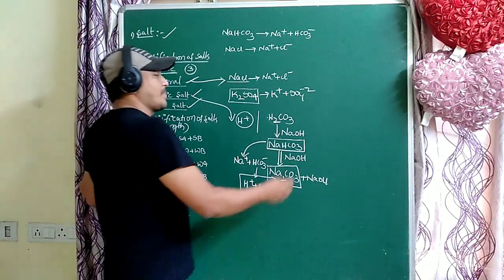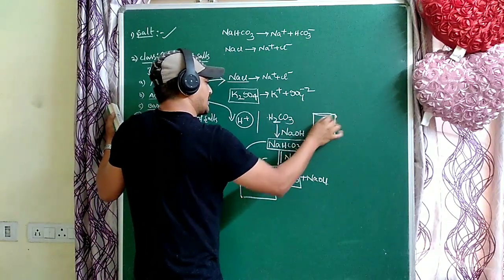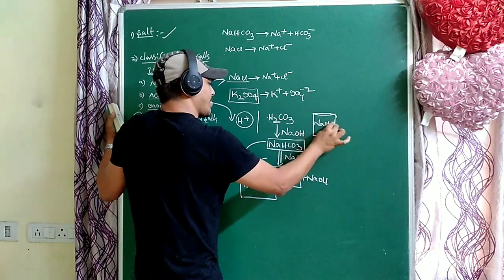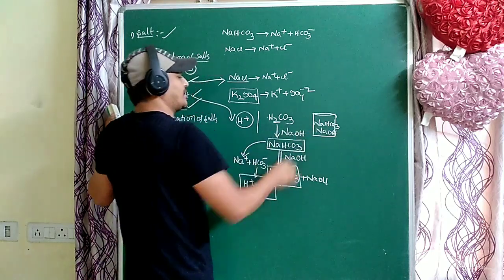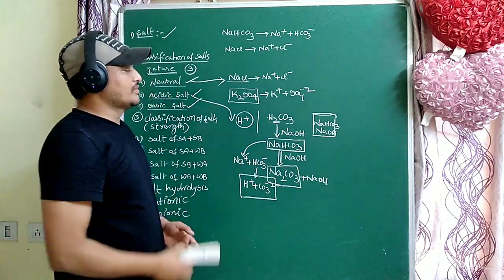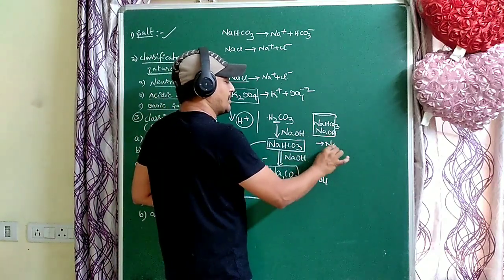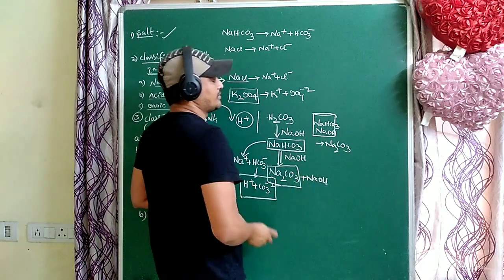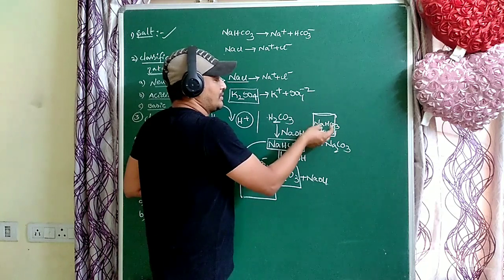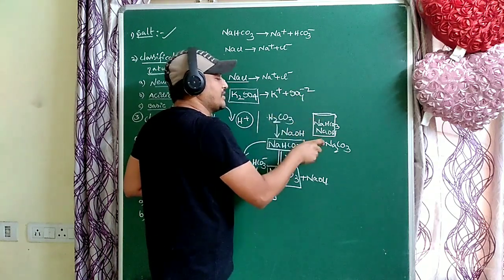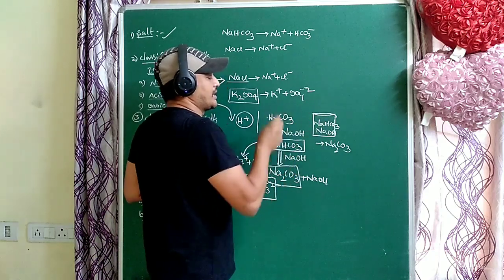For example, take a NaHCO3 solution plus NaOH solution. Do these two exist together or not? If we take equal amounts, they react to form Na2CO3. So these two solutions cannot exist together, because they react.